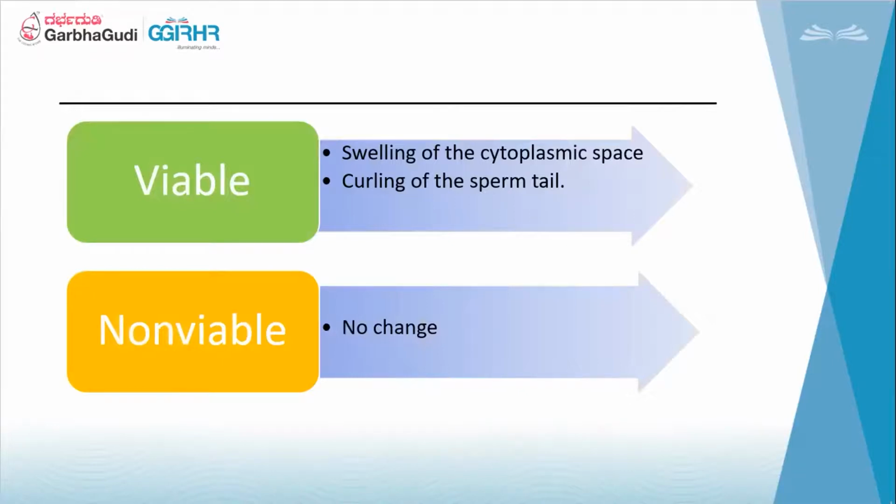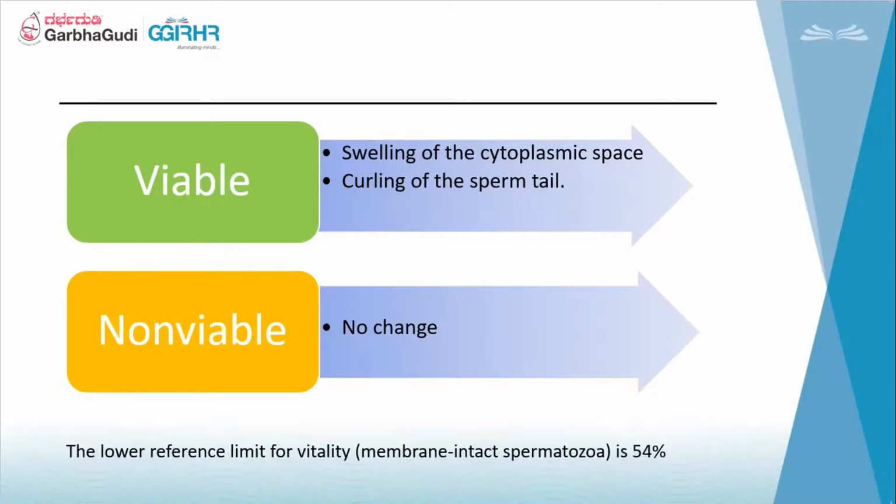Now this is the result part. If it is viable, then swelling of the cytoplasmic space will take place, thus curling of the sperm tail will happen. If it is non-viable, there will be no change. The lower reference limit for vitality, membrane intact spermatozoa, is 54%. You all have to keep in mind that in this new sixth edition it has changed to 54%. Earlier, according to the 2010 WHO manual, it was 58%.